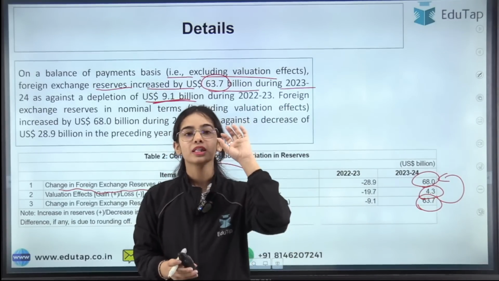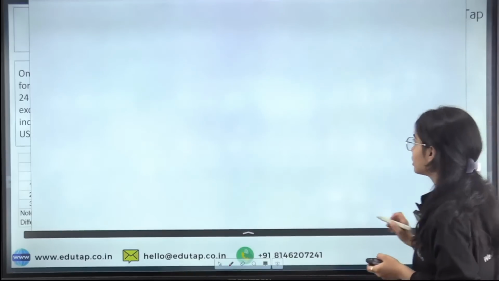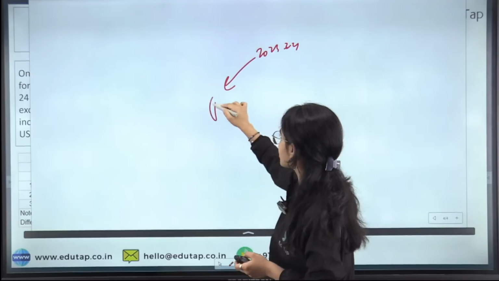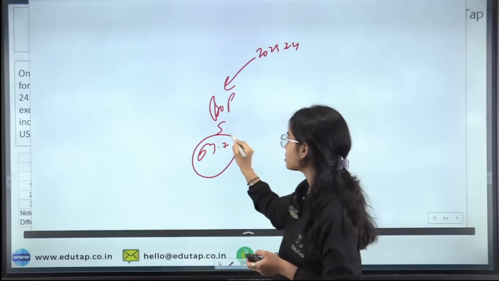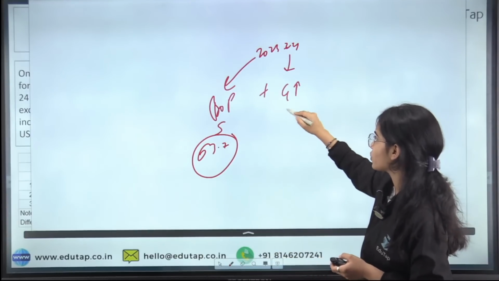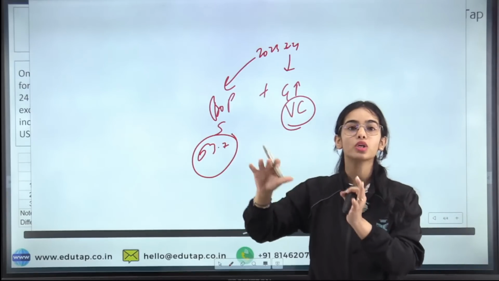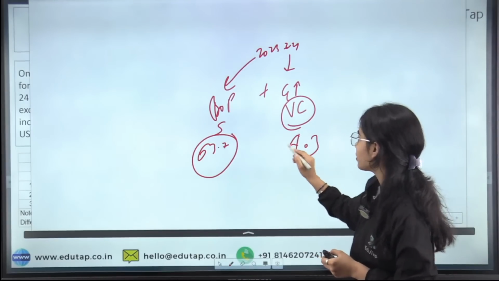So simply, if you summarize all this, in 2023-24 the balance of payment has a surplus of $63.7 billion. In 2023-24 the gold prices increased, so a valuation change has happened. The valuation of the gold reserves that the RBI is keeping has increased by $4.3 billion.